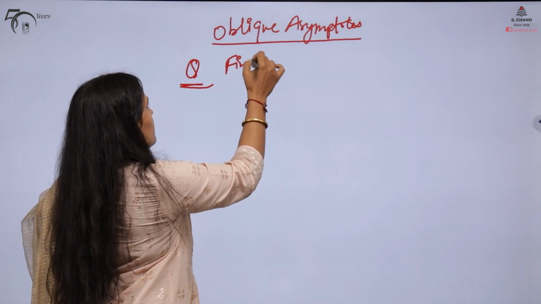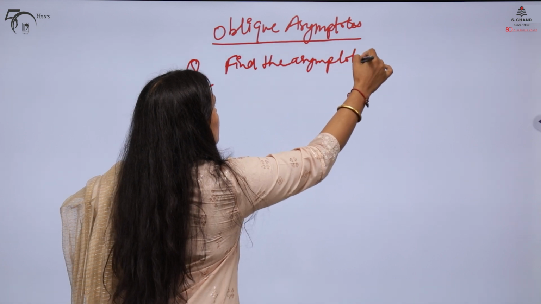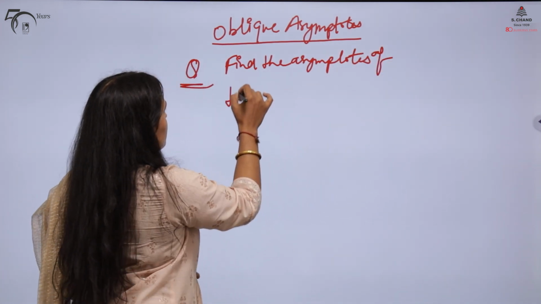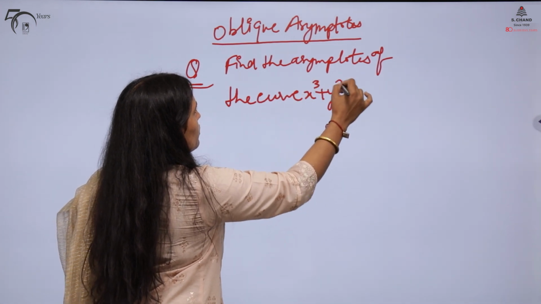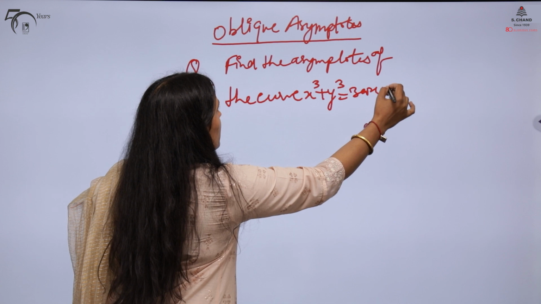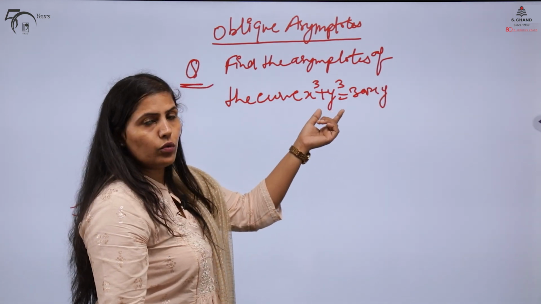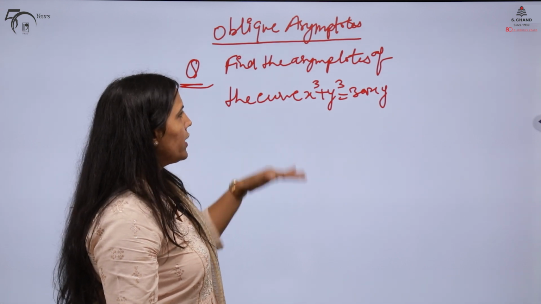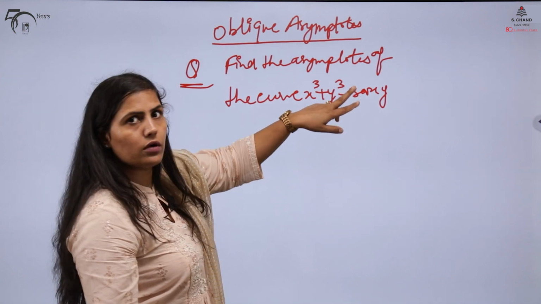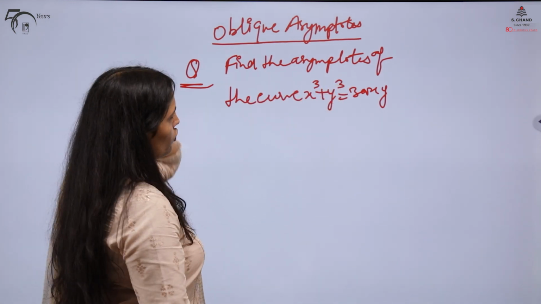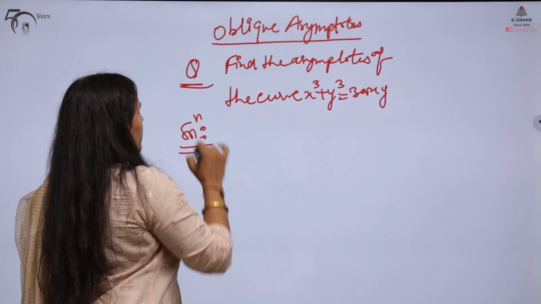Find the asymptotes of the curve x cube plus y cube, one of the very important curves. In many competitive exams you will be given four lines as options, and you will be asked to find which asymptote belongs to this curve. So you should learn the answer for this question also if you will be appearing in competitive exams.